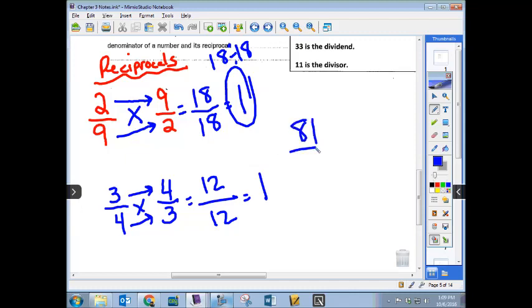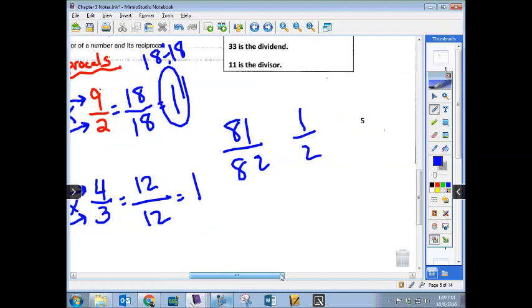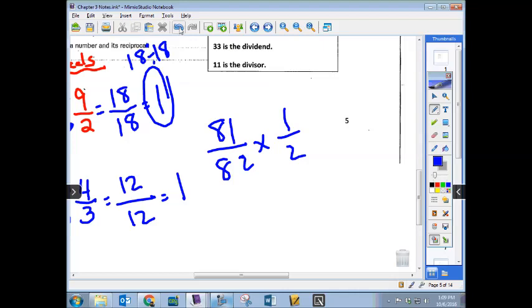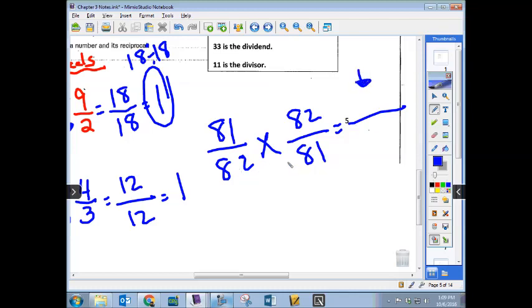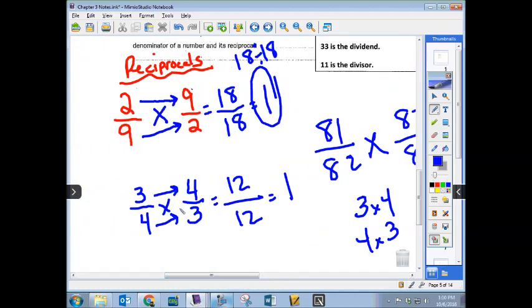I could do 81/82 and, whoops, 1/2, that ain't going to work. I meant 82/81. We could multiply those. Think about it. I'm not going to multiply it out, but 81 times 82 is going to give us some number. It's going to be the exact same as 82 times 81. Remember, multiplication is commutative, which means 3 times 4 is the same as 4 times 3. So all you're doing is flip-flopping the order in which you multiply. So reciprocals will always be able to be multiplied together to get a product of 1.